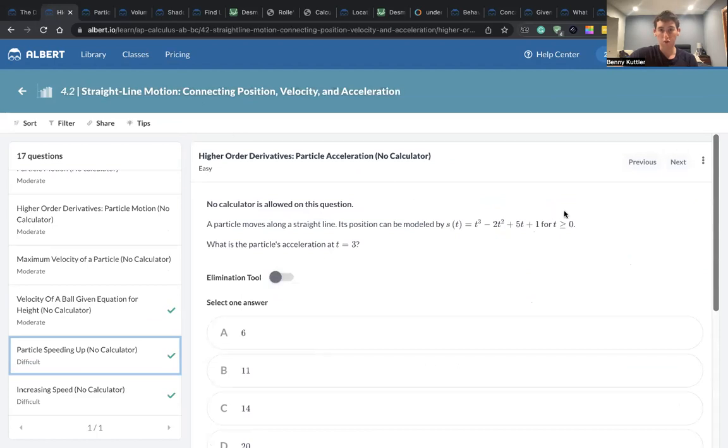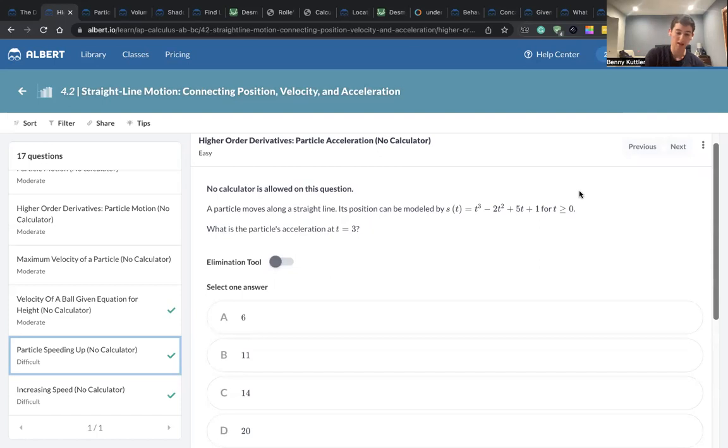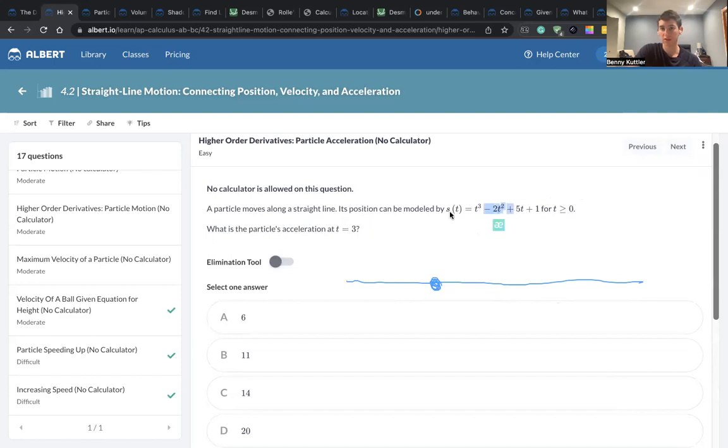Okay, 4.2, this is straight line motion. A lot of the times they'll be talking about a particle moving in a straight line, or say a bug walking on a line. So this will be your number line. Let's say this is your particle, and it's going to be moving back and forth according to this function. This is S of t, which means the position of the particle.